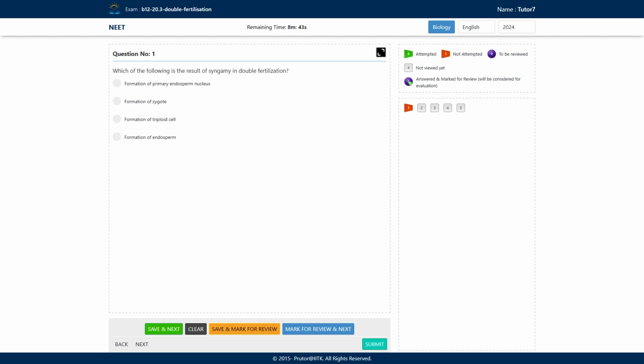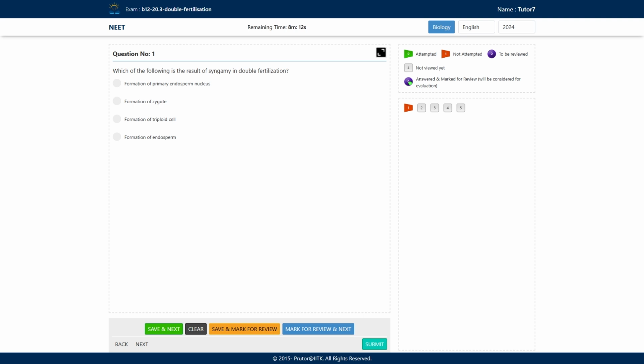Which of the following is the result of syngamy in double fertilization? Let us see the options here. A, formation of primary endosperm nucleus. B, formation of zygote. C, formation of triploid cell, and D, formation of endosperm. What is the result of syngamy in double fertilization? So you all know better.